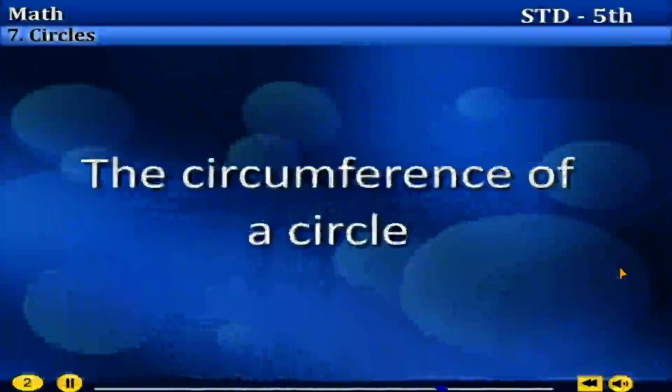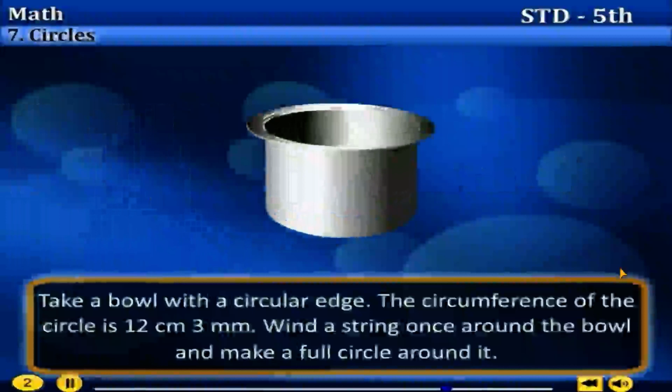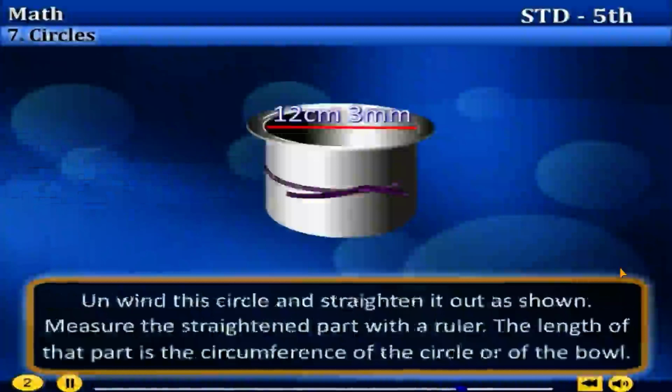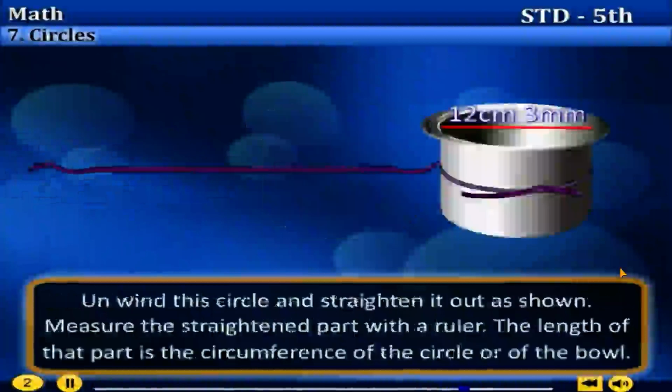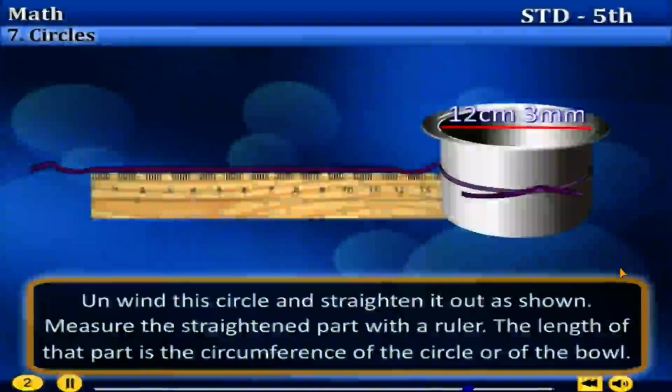The circumference of a circle. Take a bowl with a circular edge. The circumference of the circle is 12 cm 3 mm. Wind a string once around the bowl and make a full circle around it. Unwind the circle and straighten it out as shown. Measure the straightened part with a ruler. The length of that part is the circumference of the circle or of the bowl.